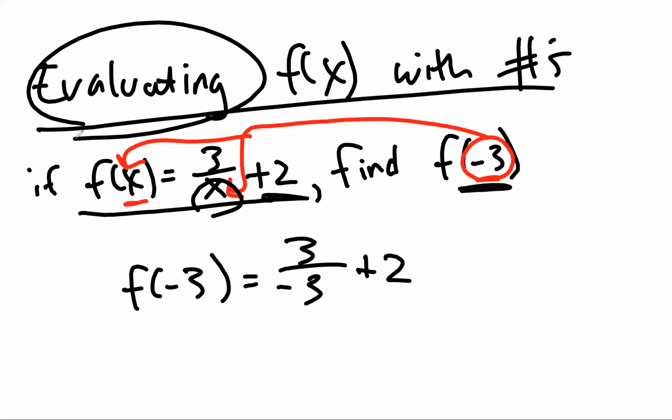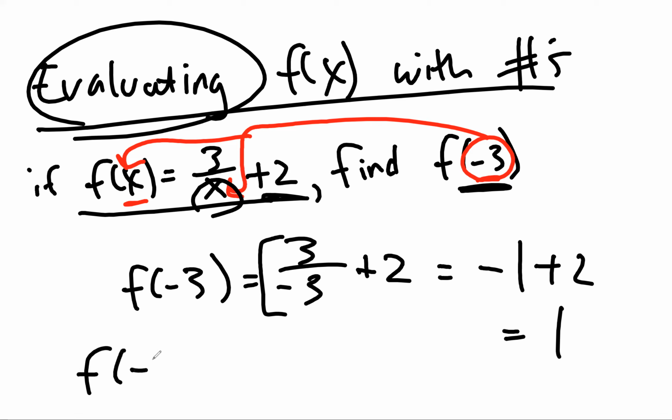And so now my whole goal here is to evaluate. I want this to give me a number. And so I will say, all right, what is 3 divided by -3? -1. And then what's -1 plus 2? It's just 1. And so over here is my answer. I'm going to say, oh, well, f of -3 is just 1.